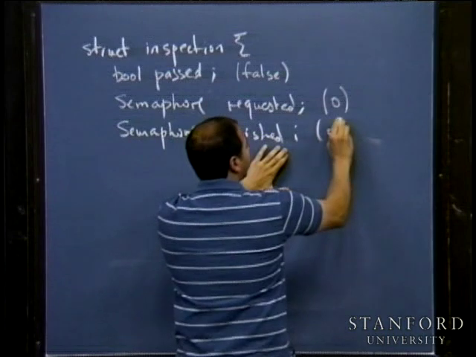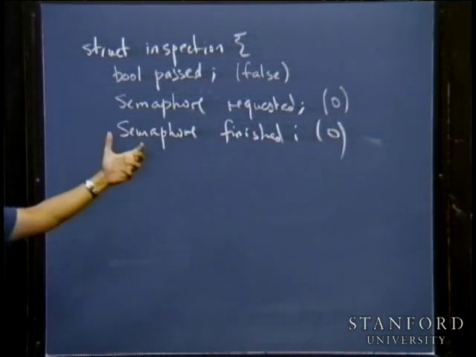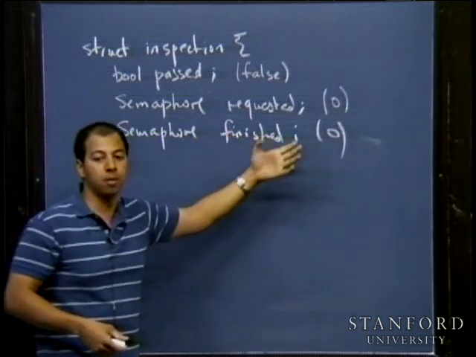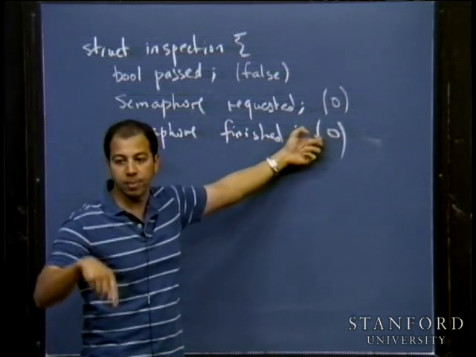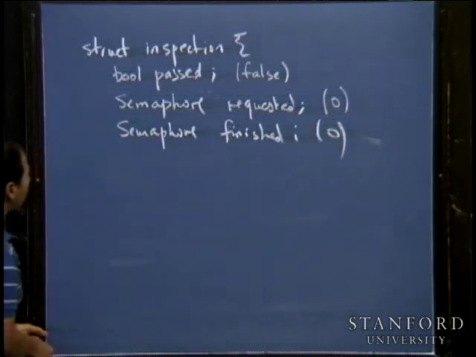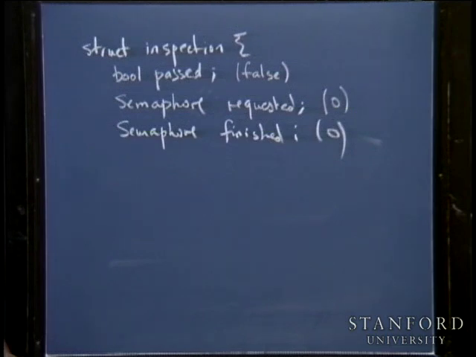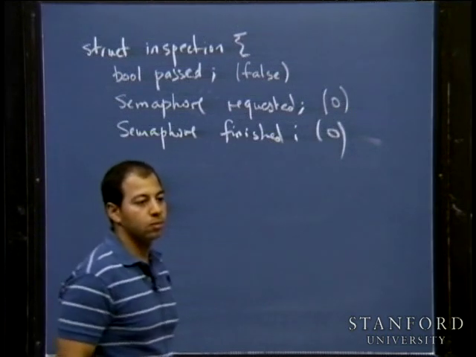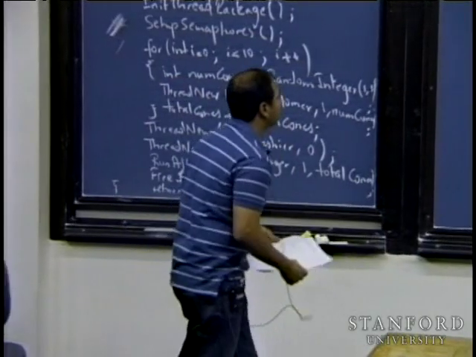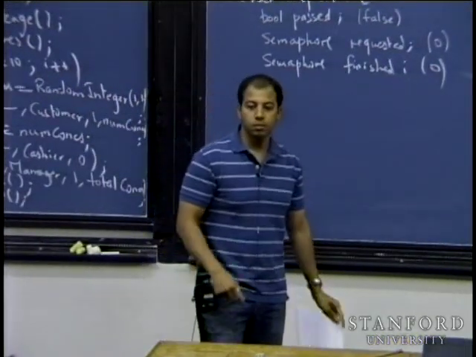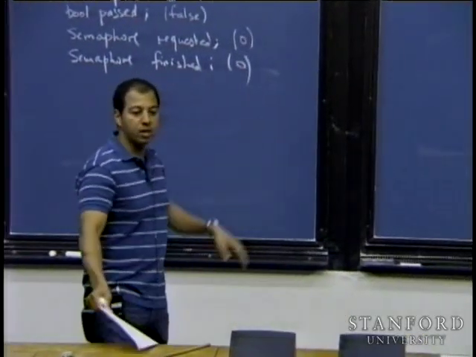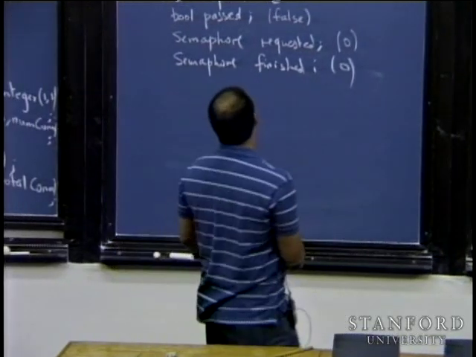And we also understand that once the clerk requests inspection, it will wait on this finished semaphore, which means it's going to block until the manager finishes the inspection and signals the semaphore, and then it wakes up. Okay? So what else do we need in here? What else do you think we're missing? Okay, let's start working on the function and see what we need.